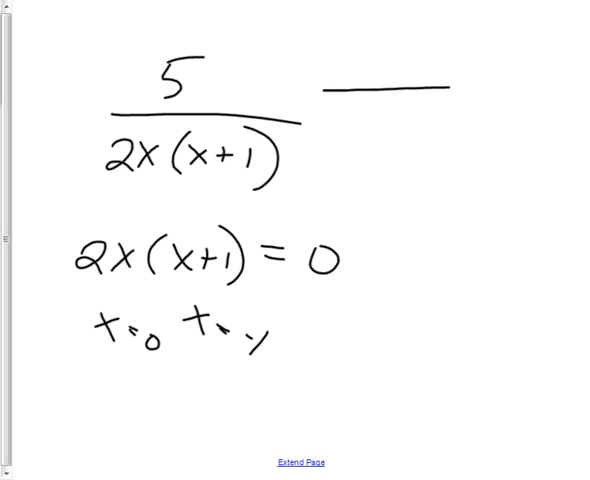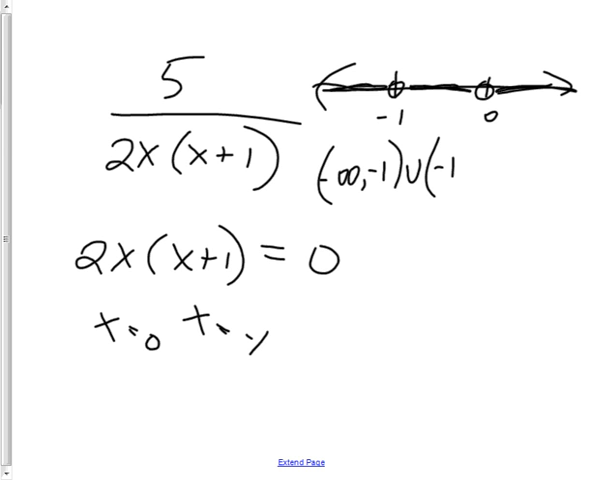And oh my gosh, it's the exact same thing as we just did. Negative 1, 0. Except this time, I'm not going to need to test all of these spots. I know they're all going to work. Everything works here and here and here. So I hope you said negative infinity to negative 1, union with negative 1 to 0, union with 0 to infinity. Raise your hand if you get that. Okay, good. So you're understanding domains.